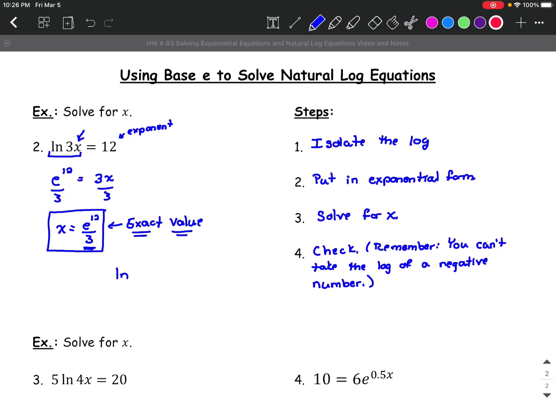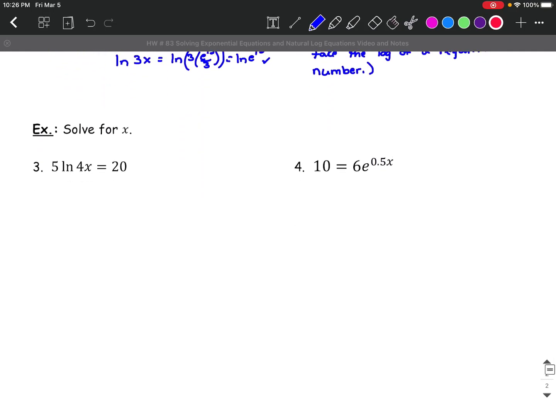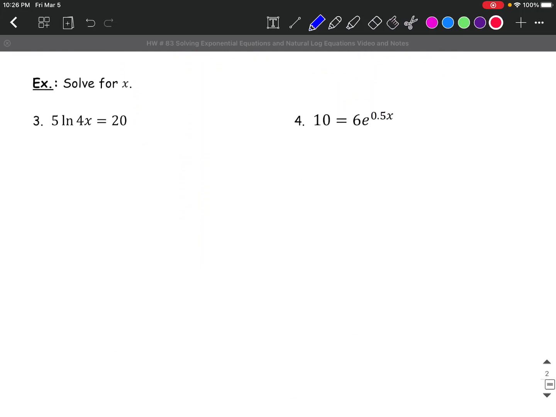So remember, this is what I'm saying. The natural log of 3x would be the natural log of 3 times e to the 12th over 3, which is the natural log of e to the 12th. Okay, I can do that. Not a problem.